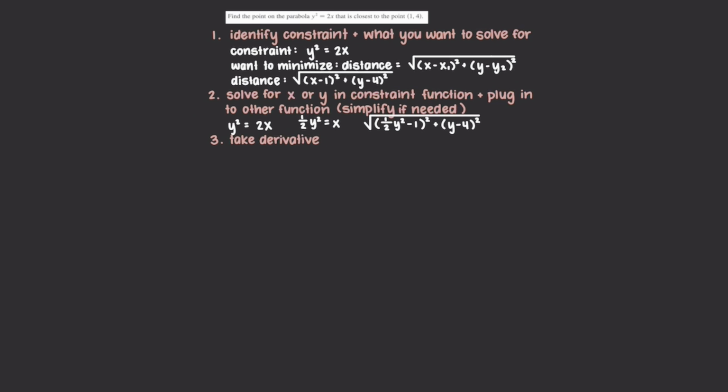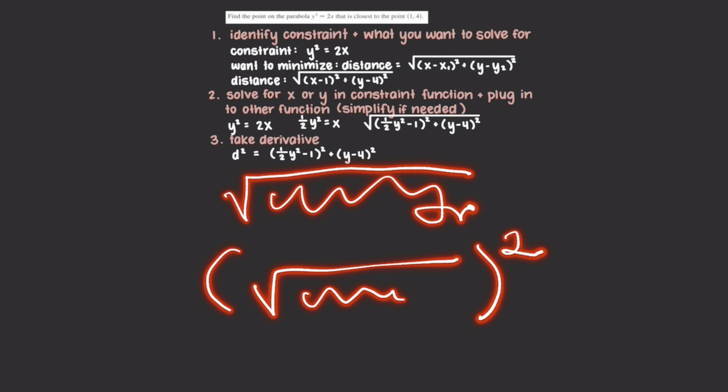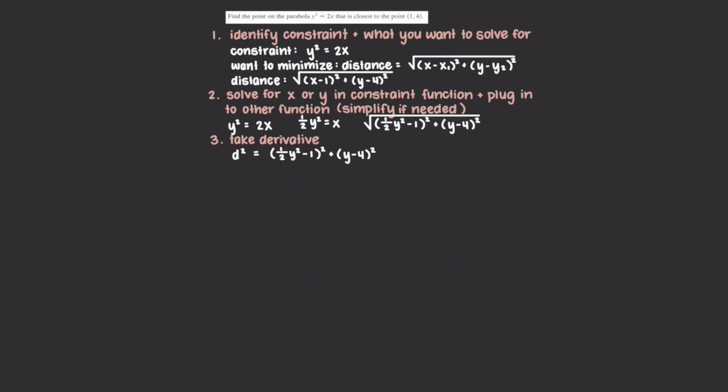Next step, take the derivative. Okay, so taking the derivative of this is going to give me a headache. It's going to be easier if we take the derivative of this. Now, why can we do this? We're solving for a minimum of a square root, and that's why we have to take the derivative. But the minimum of this is going to be the exact same as this squared. Wow, this looks like hieroglyphics. But if we square this, it's still going to be the same minimum.